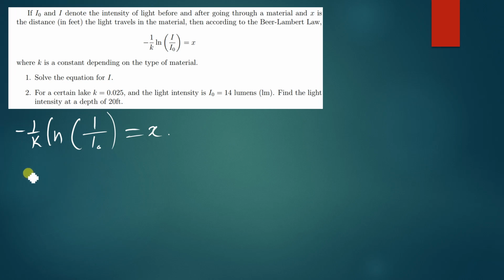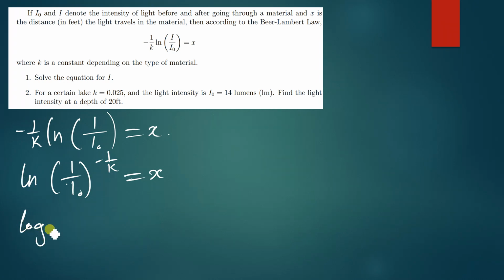When you do that, we're going to remain with ln I/I naught to the power -1/k being equal to x. Then from there, you convert the whole expression to index form, into indices. We know that ln is a special logarithm with a base e. So when we say ln, it's the same as saying log of (I/I naught) to the power -1/k is equal to x, but of course the base here should be e.